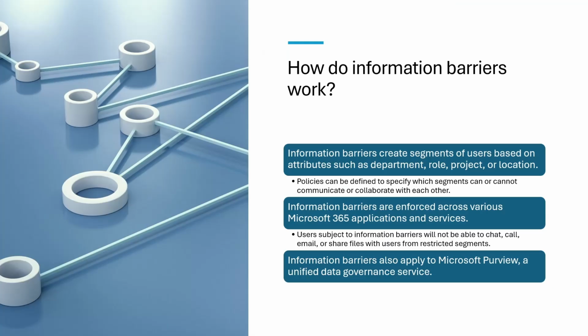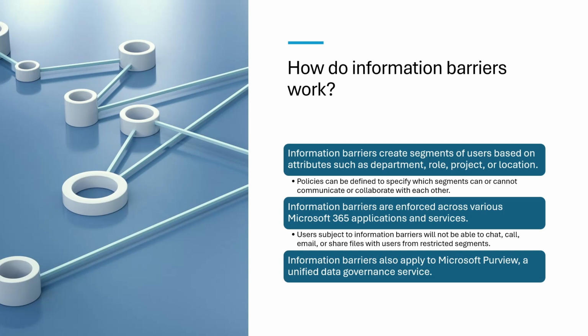So, how do they work? Well, they work by creating segments of users based on certain attributes. These attributes could be departments, roles, projects, or location. Then we can define policies specifying which segments can or cannot communicate or collaborate with each other, and what actions are blocked or allowed between them. For example, we can create a policy preventing users from the finance segment from accessing or sharing data with users from the marketing segment, for example.